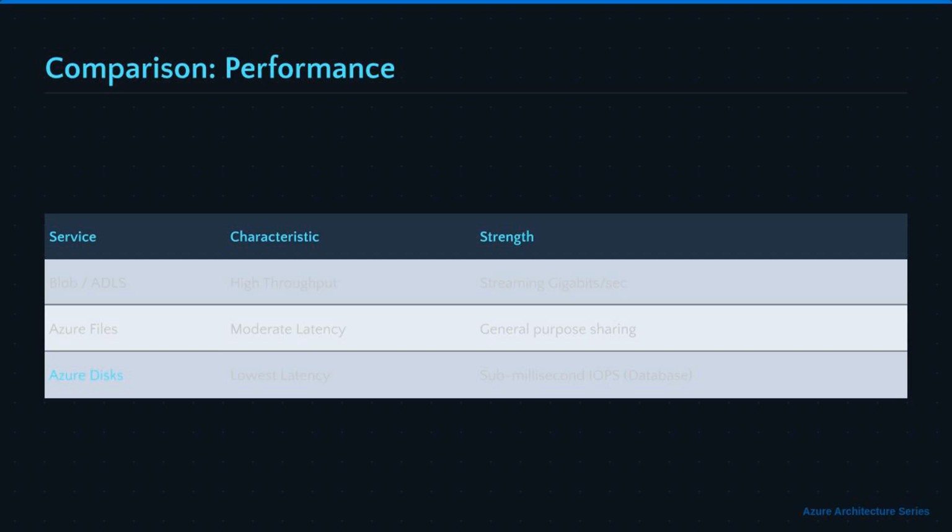Blob/ADLS. You pay for capacity, which is cheap, but you pay for transactions. If you write an application that polls a blob every second to check for changes, you will generate millions of read transactions and get a massive bill.